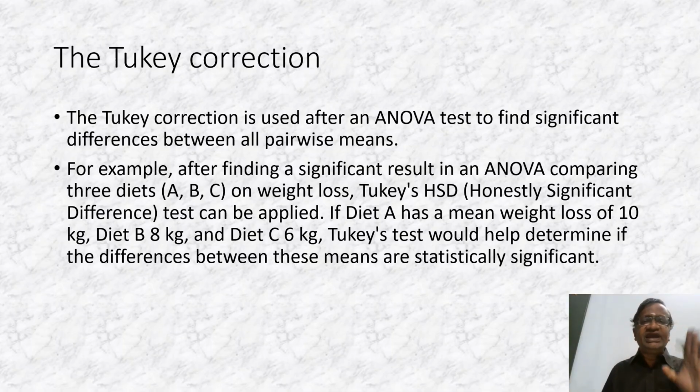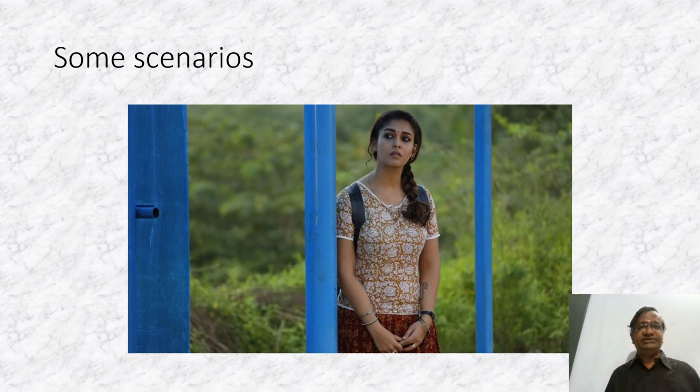There is something called Tukey correction. It is used after an ANOVA test. So this is parametric data. Now you see, diet A has a mean weight loss of 10, diet B 8, and C, Tukey's test. Now we find this A is better, B is better, something like this. We will go to some scenarios.